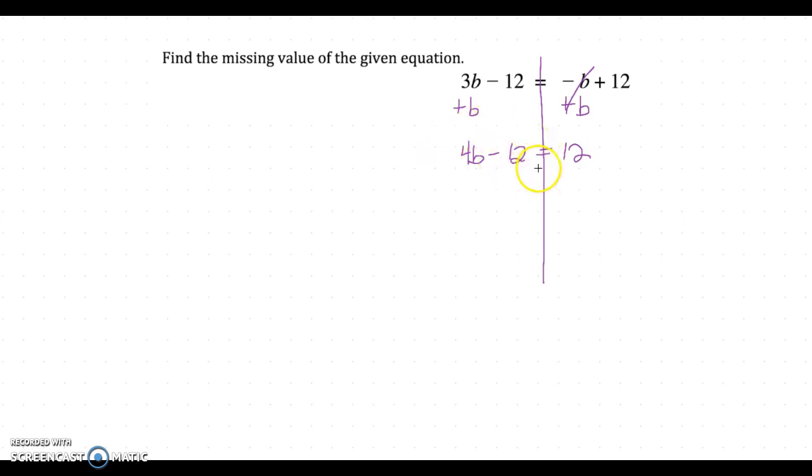Now I have two things on one side and just one thing on the other. And what you want to do is look at which one of these is friends with this one, or which one is like terms. And so if this one is a constant, just a number, I want to get the constant over to that side. So that means I'm going to get rid of subtract 12 by adding 12. So those will cancel and I'm left with 4b equals 24.